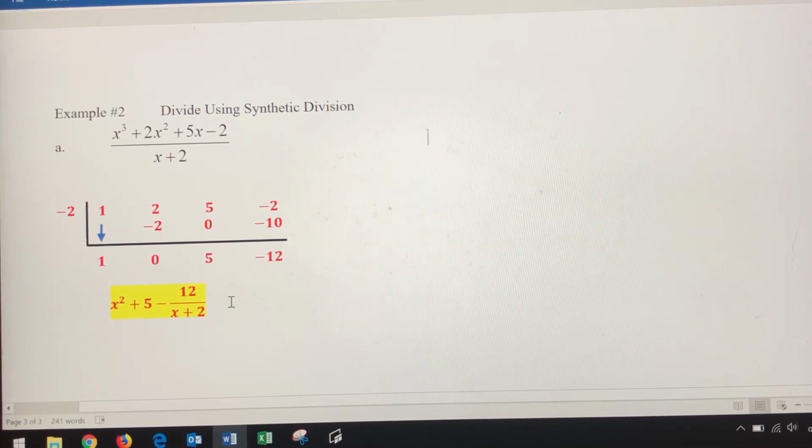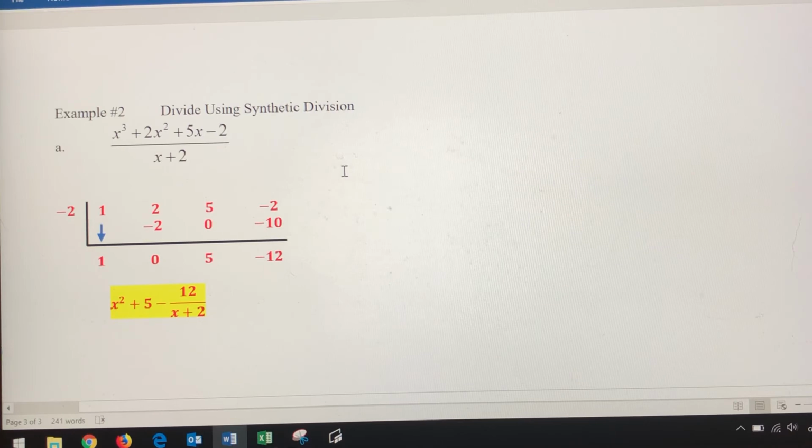It takes up a lot less space than long division does. It's not as effective in more complicated problems, but if you've got a first degree binomial denominator with a leading coefficient of 1, then it's a lot easier to use.